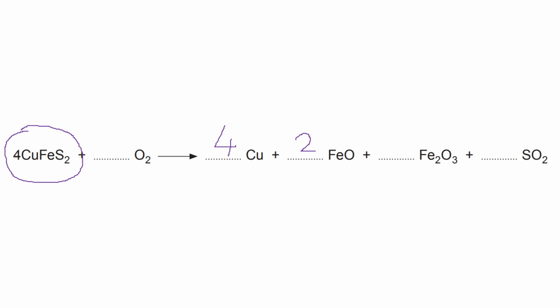And then you had 2 sulfurs here, but you're timesing by 4, which gives you 8. That means that this must be an 8 as well, and we don't need to put any number here. And then all we have to do is work out how much oxygen is on the right hand side. So that's 2 here, plus 3 here gives you 5, plus 8 times 2, which is 16, so 16 plus 5 is 21. Therefore this number must be 10.5.